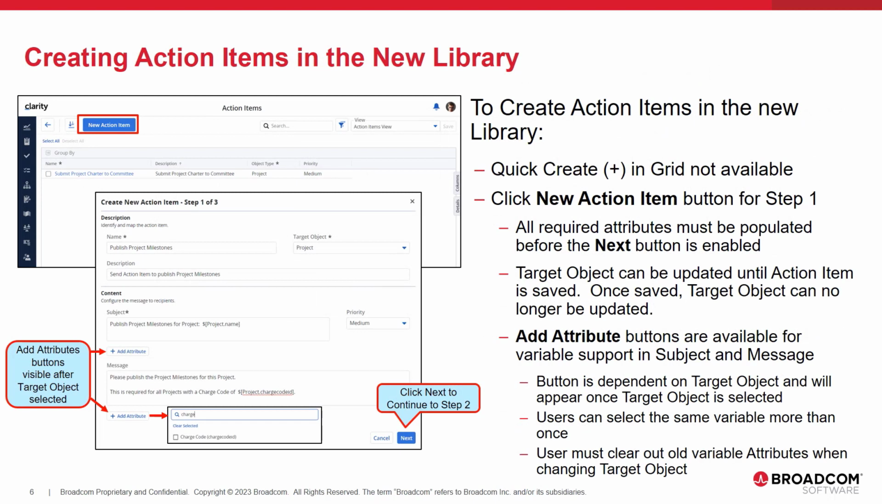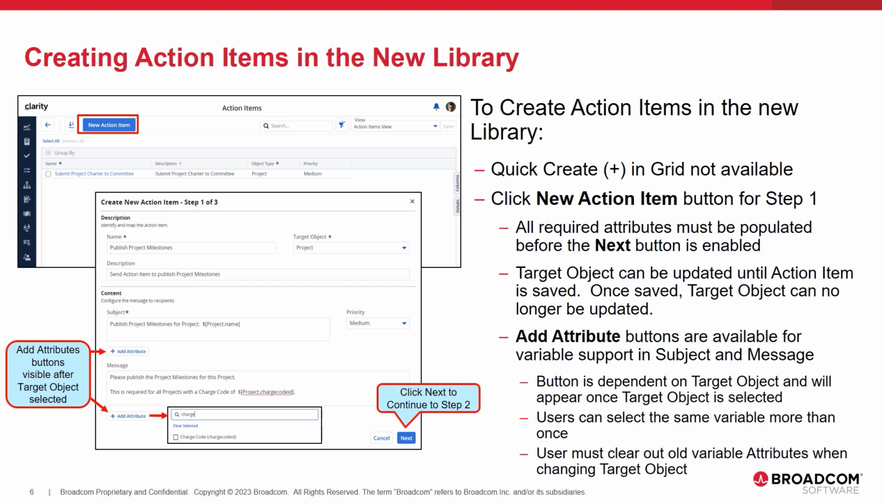Once you click on the Action Items tile, you'll see the new Action Items grid. The first thing that you may notice is that the Quick Create Plus is not available in this grid. So in order to create new action items, you need to click the New Action Item button. Once you do that, you'll get a new modal, Create New Action Item, which is step 1 of 3.